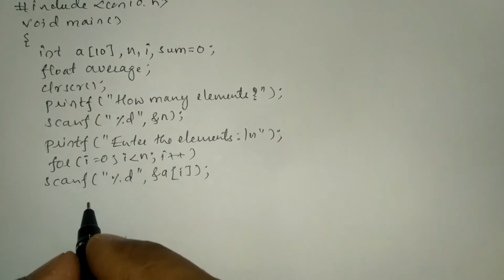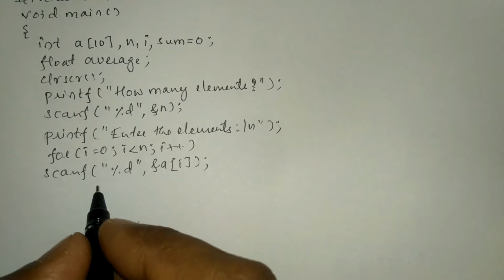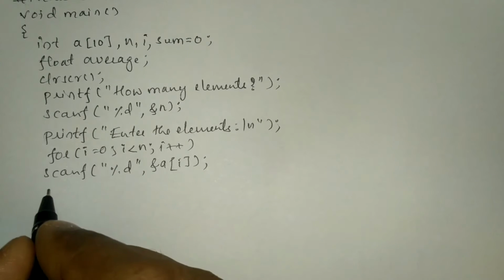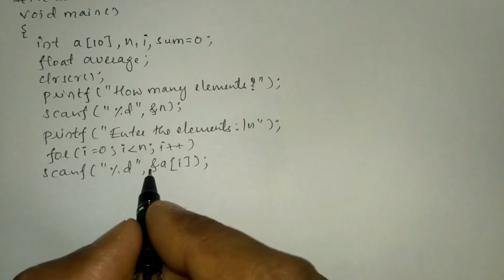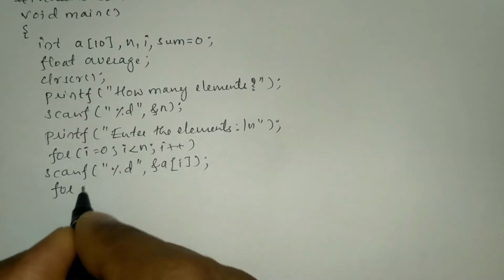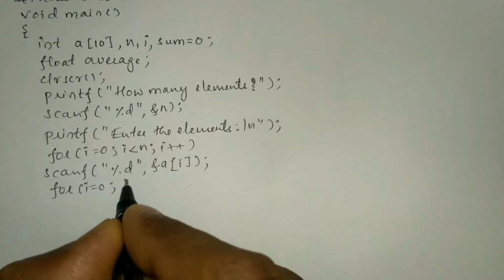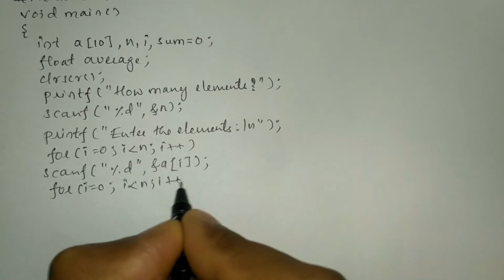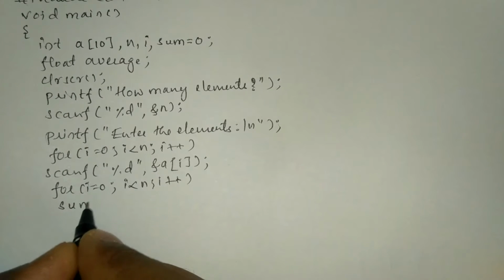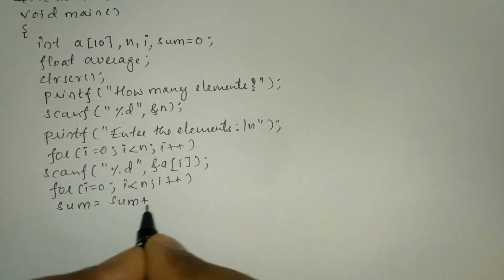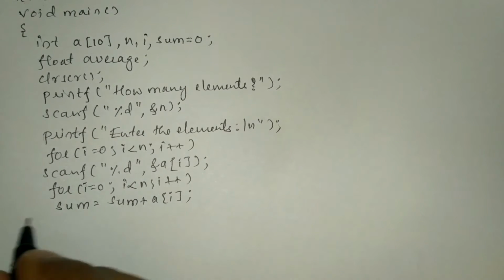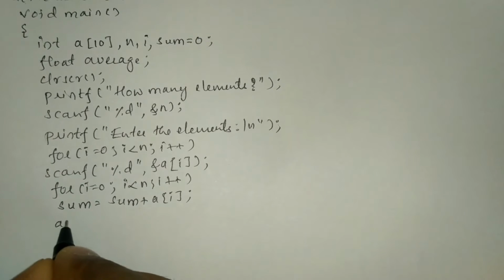So after receiving the elements, we need to perform addition and find out the average. In order to perform addition, we have to go through each element of the array. For that, again I have to use a for loop. For i is equal to 0, i is less than n, then i plus plus. And here I'm going to write sum is equal to sum plus a of i, and put semicolon.